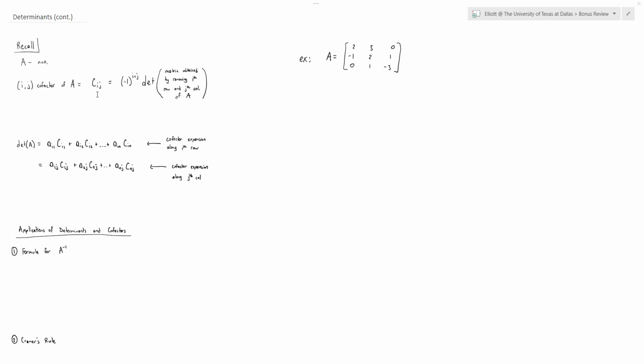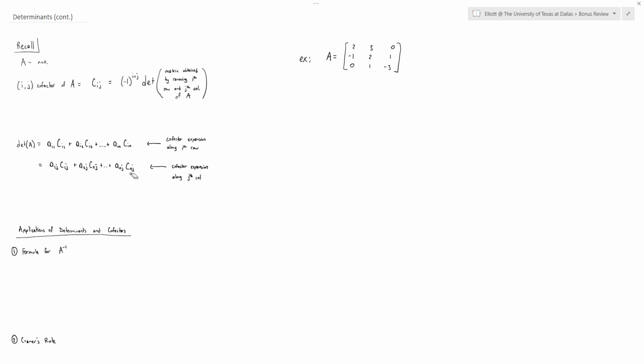And one of the things that we could do with cofactors is we could use them to calculate the determinant of a matrix A. So you could compute the determinant of A by doing cofactor expansion along the ith row. That's where you take each entry in the ith row of A, you multiply by the corresponding cofactor, and then you add everything up. And then you could also do cofactor expansion along any of the columns of A as well. So along the jth column, you would take each of the entries of A in its jth column, multiply each of them with their corresponding cofactor, and again, if you add all of that up, it will result in the determinant of A.